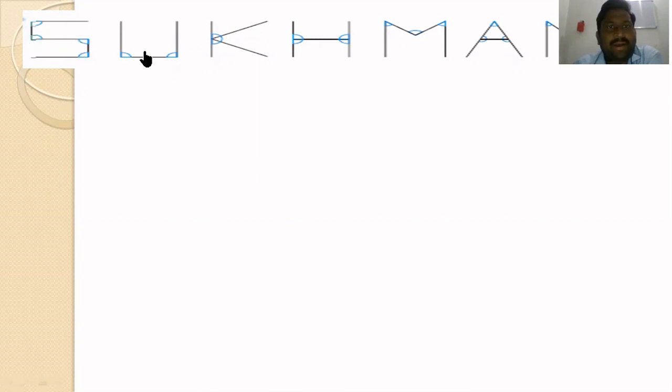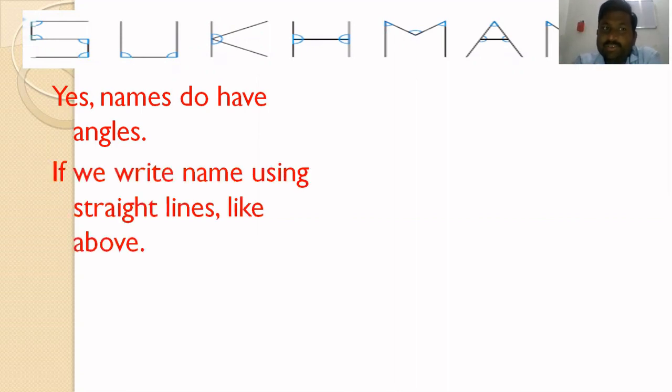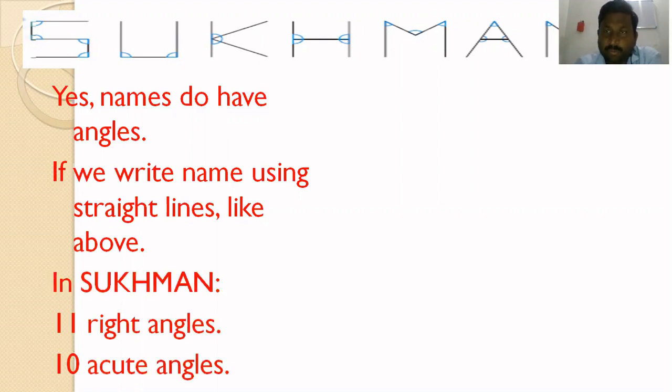So some angles are marked on each alphabet. So yes, names do have angles, but one condition: if we write any name using straight lines, like we are doing above in Sukhman, okay? So in Sukhman, 11 right angles, 10 acute angles, and obtuse angles are there.